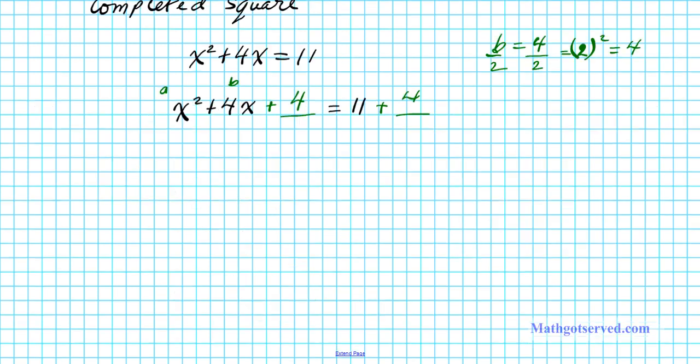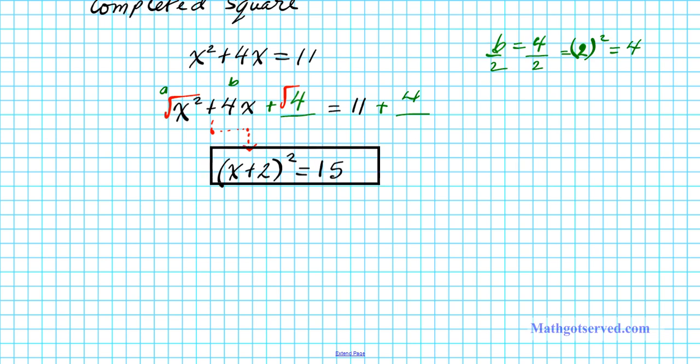On the left side, we have a perfect square trinomial, and then we factor it through the first and the last, and bring down the middle sign. Okay, if we do that, we're going to have (x plus 2) quantity squared equals 15. Okay, so this is the next step in solving the equation by completing the square.